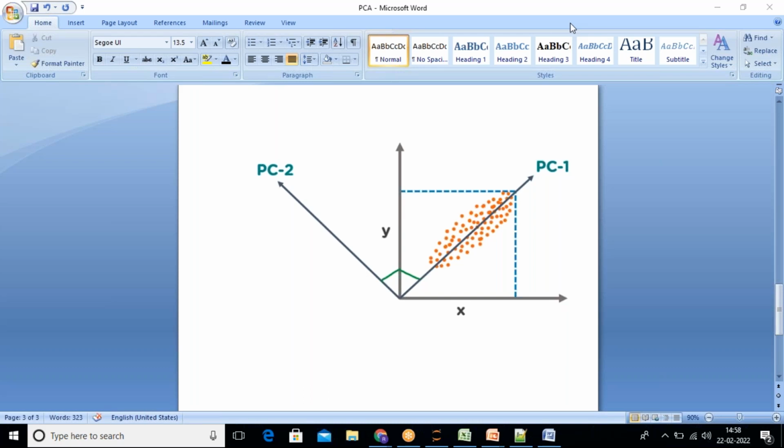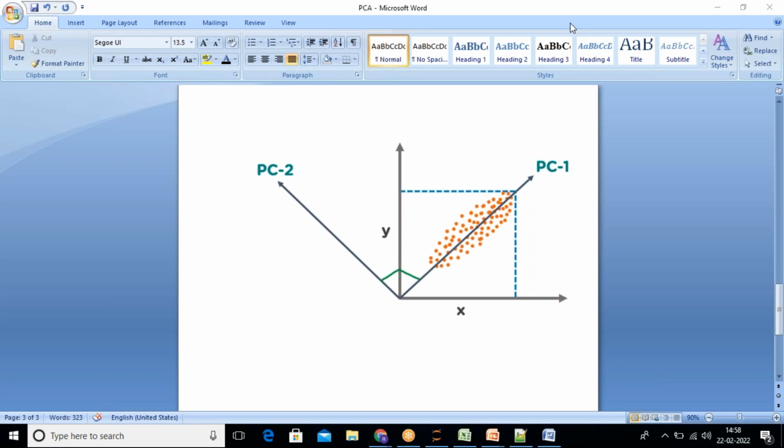PC1 is called the primary principal component and PC2 is called the second principal component, which is orthogonal to PC1. Getting the point?